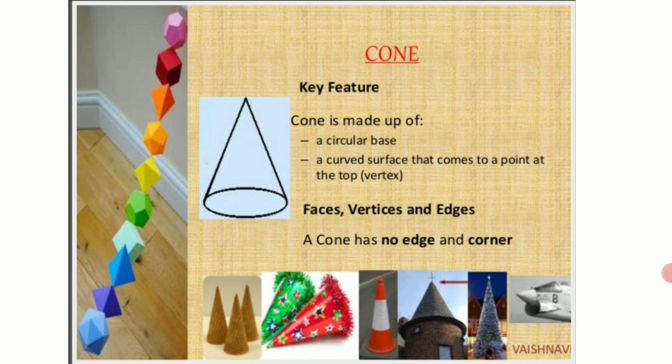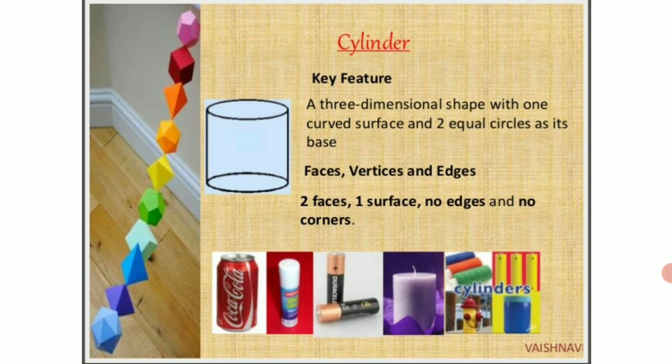Now let us come to a cone. The key feature of a cone is that it is made up of a circular base and a curved surface that comes to a point at the top. So a cone has no edge and corner. Now let us come to a cylinder. A cylinder is also a three-dimensional shape with one curved surface and two equal circles as its base. So it has two faces, one surface, no edges and no corners.